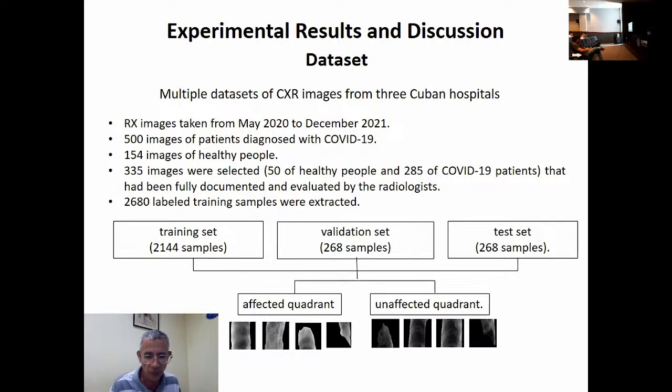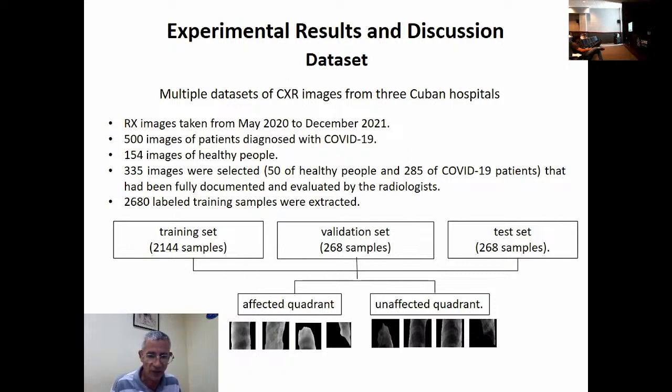50 of healthy people and 285 of COVID-19 patients that had been fully documented and evaluated by the radiologists of this hospital. From them, 2,680 level training samples were extracted. This data set was divided into three sets.